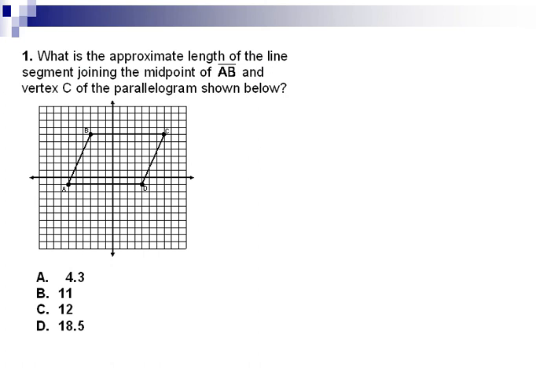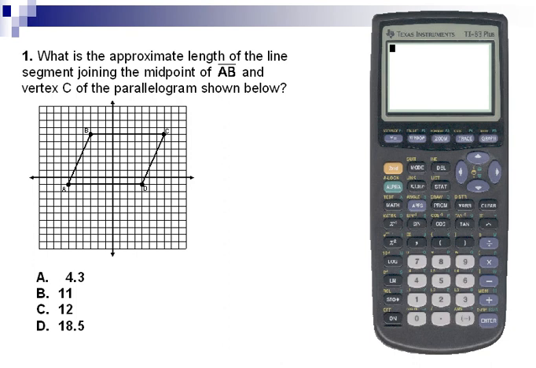In problem number 1, we are asked what is the approximate length of the line segment joining the midpoint of segment AB and vertex C of the parallelogram shown below. The first thing we need to do is to identify points A and B. So point A is (-6, -1), and point B is (-3, 6).